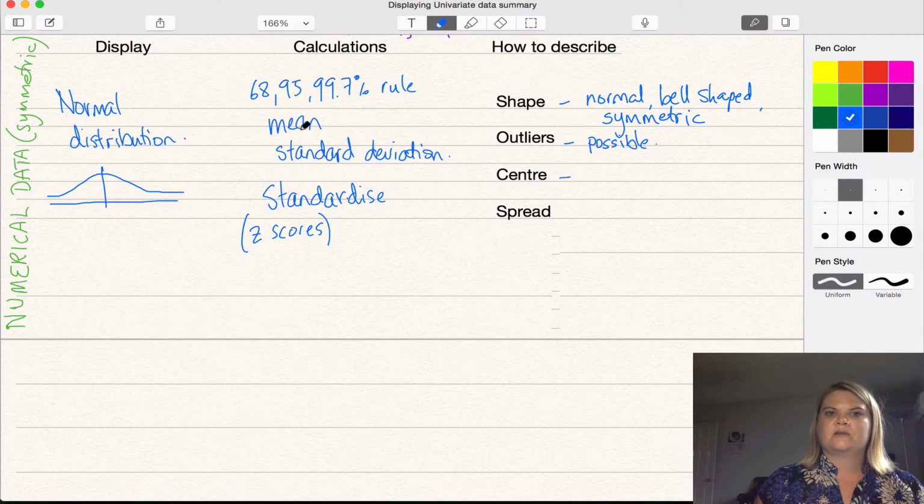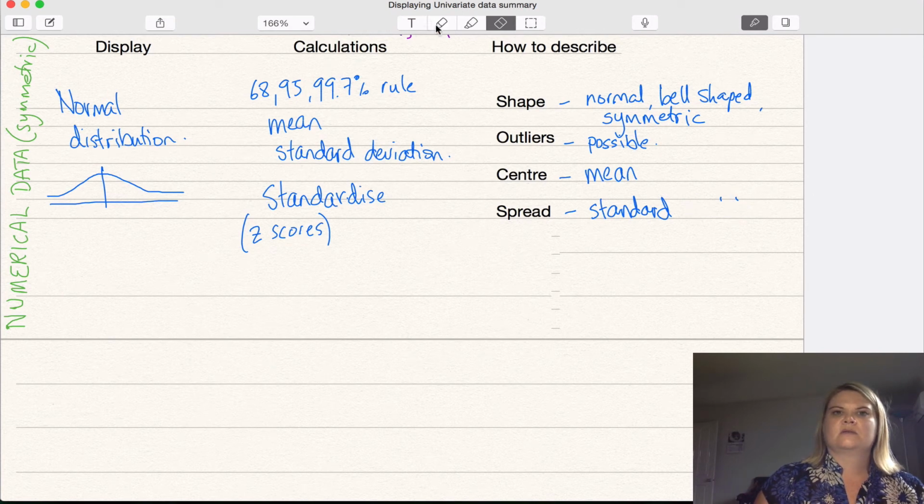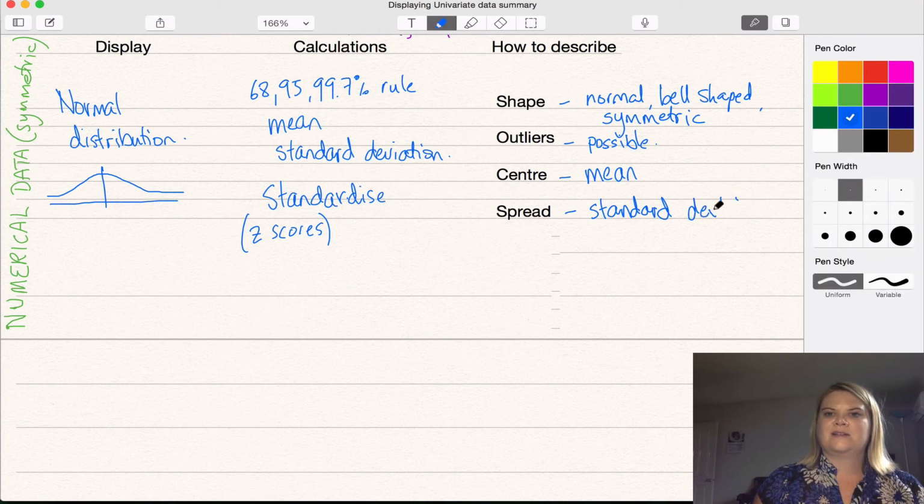The center of the spread is best described as the mean for the normal distribution, which is the average of all the data points, and the spread is described by the standard deviation.